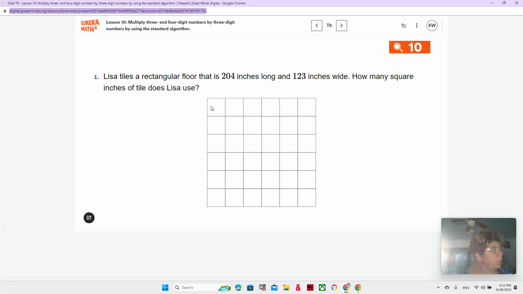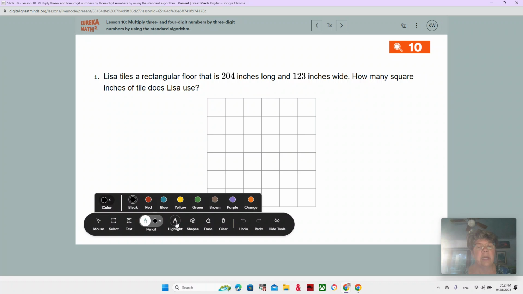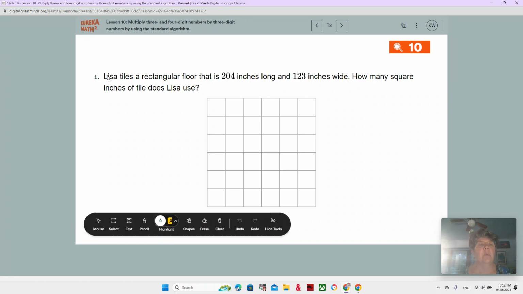All right, so what do we know and what do we need to know? Let's look at this word problem. We know that Lisa tiles a rectangular floor that's 204 by 123, right? 204 long, 123 wide. What we don't know is how many square inches of tile does she use?